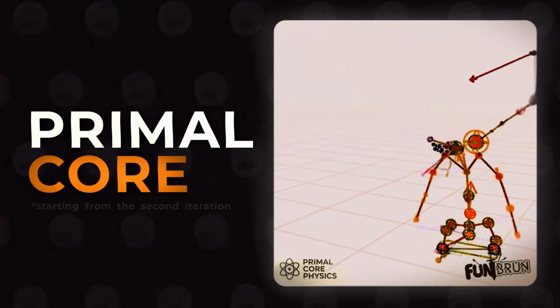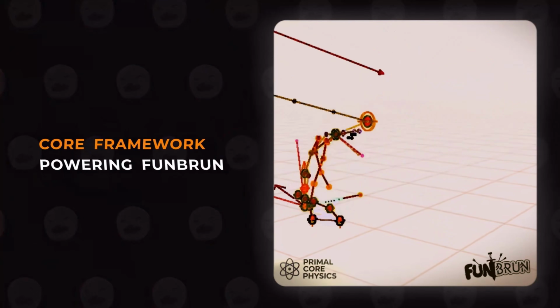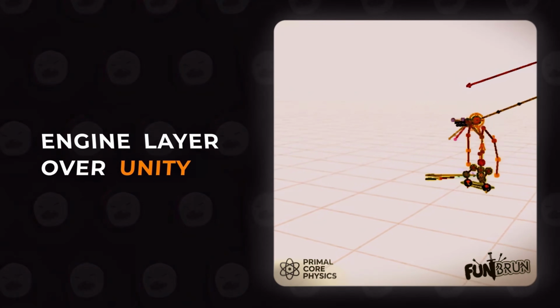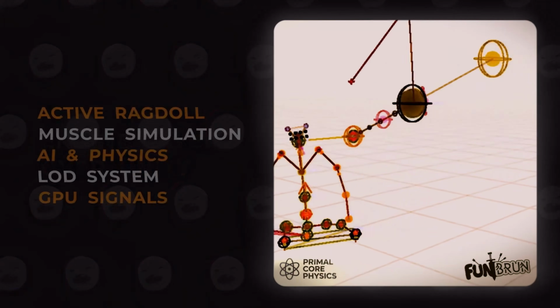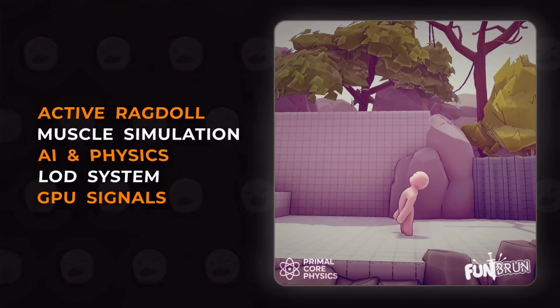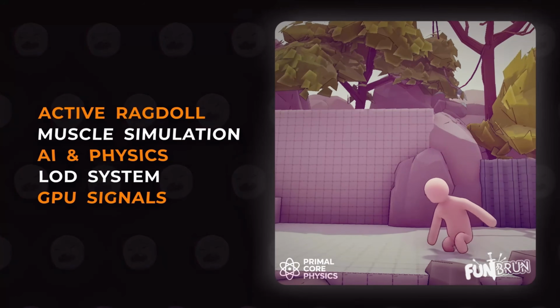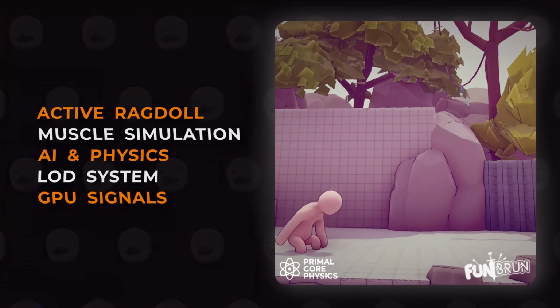Now let's figure out what PrimalCore is. PrimalCore is the core framework inside Unity that powers FUNBRUN. It behaves like an engine layer built on top of Unity. It includes active ragdoll, muscle simulation, AI, physics, LOD, and GPU-assisted signal distribution. All systems run as independent modules in real time.